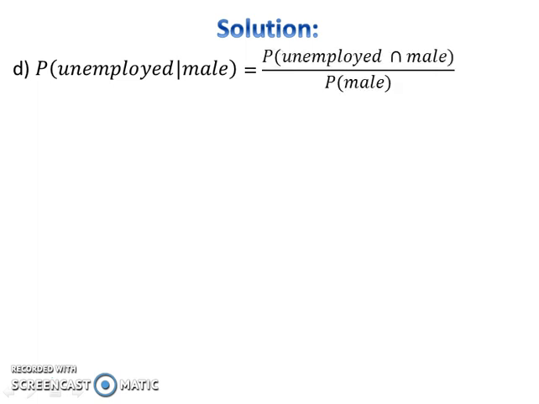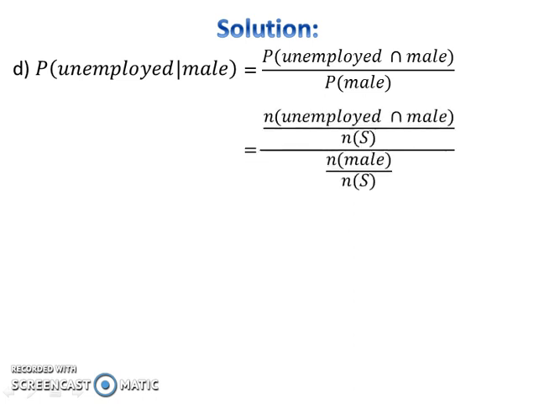Next, we want to find the probability of unemployed given male. Again, because this is a conditional probability, we know that the formula for this probability is probability of unemployed intersects male divided by probability of male. The probability of unemployed intersects male would be number of unemployed intersects male over number of elements in the sample space, while probability of male would be number of male over number of elements in the sample space. Thus, we have 40 over 900 divided by 500 over 900, which can be simplified to 2 over 25.